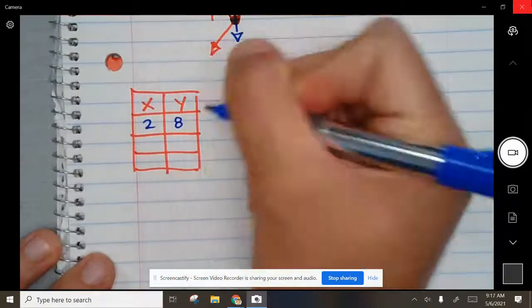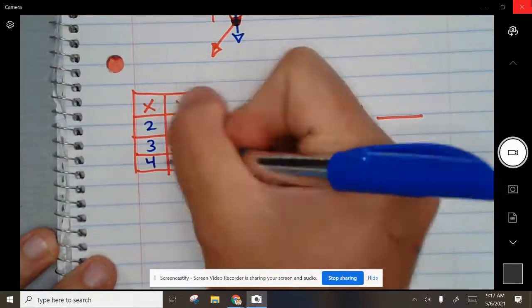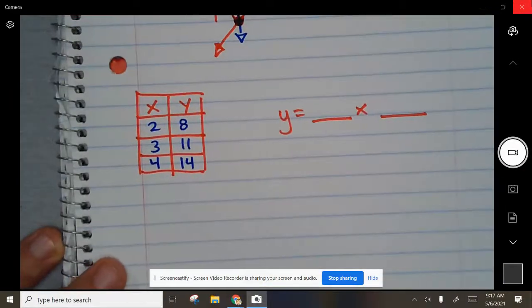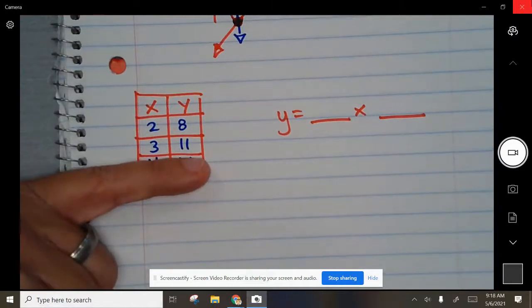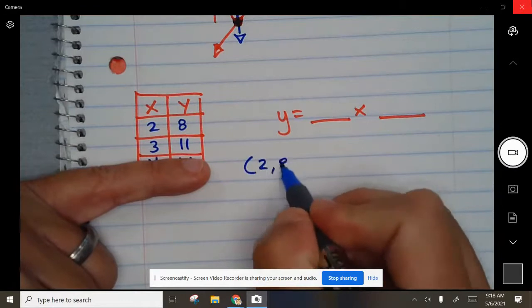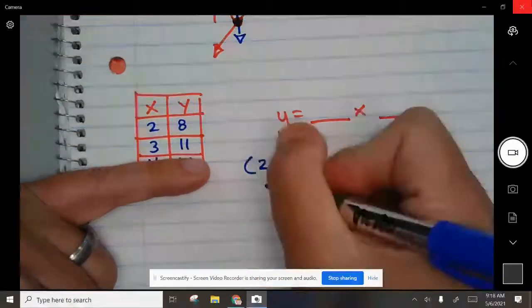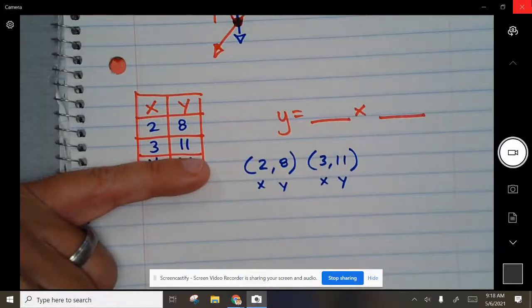I said 2, 8, 3, 11, 4, 14. Okay? First step, I want you to go ahead and just pick any 2 coordinates you'd like and find the slope. So I'm going to write these out. 2, 8, 3, 11, and I'm going to go ahead and find the slope of those 2 points.